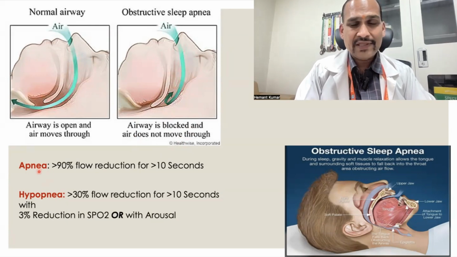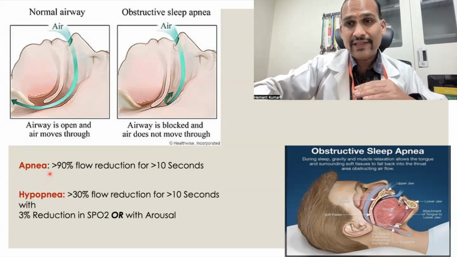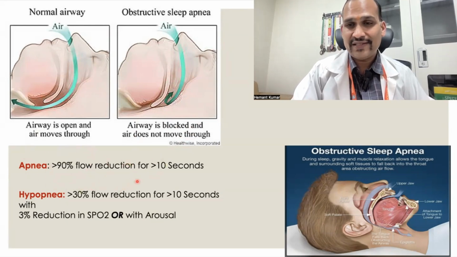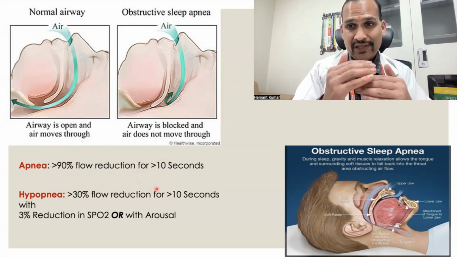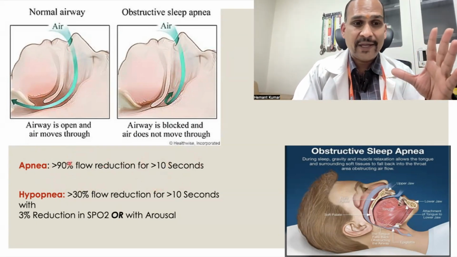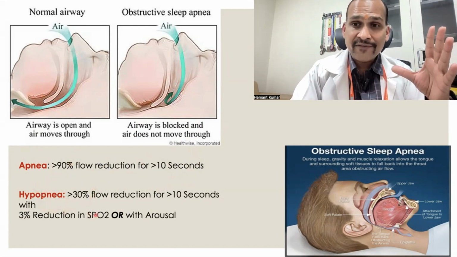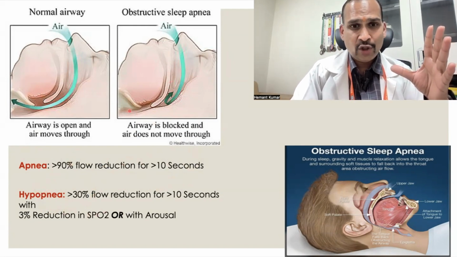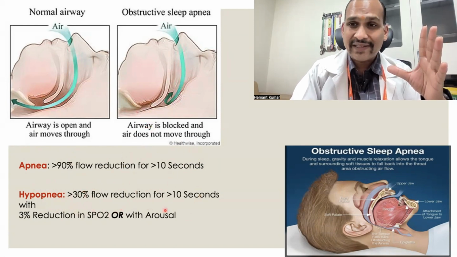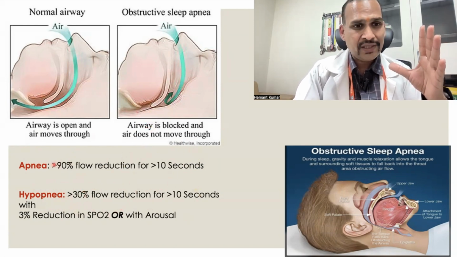Apnea means complete obstruction of the airway, more than 90% flow reduction for 10 seconds. Complete obstruction, up to 90% obstruction for 10 seconds, is apnea. Hypopnea is 30% flow reduction, meaning the airway is not completely blocked but is 30% blocked for 10 seconds. Complete obstruction is apnea.